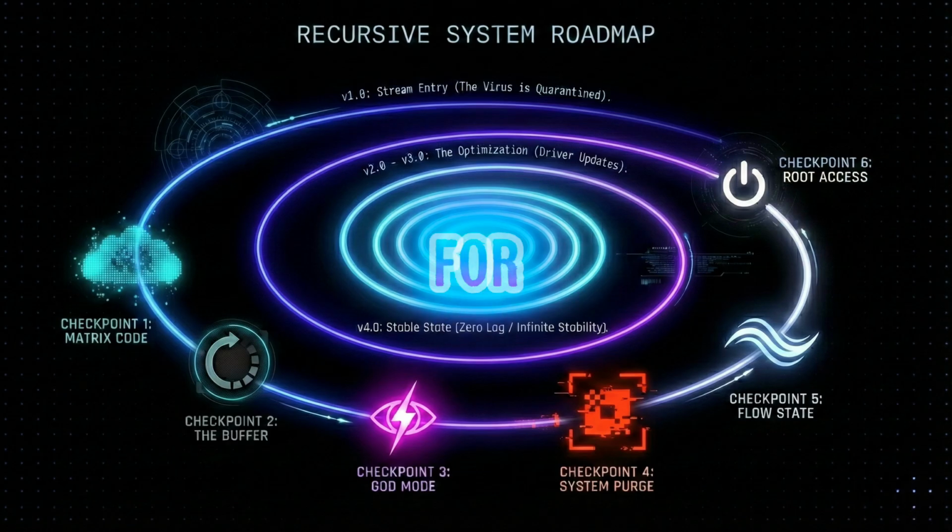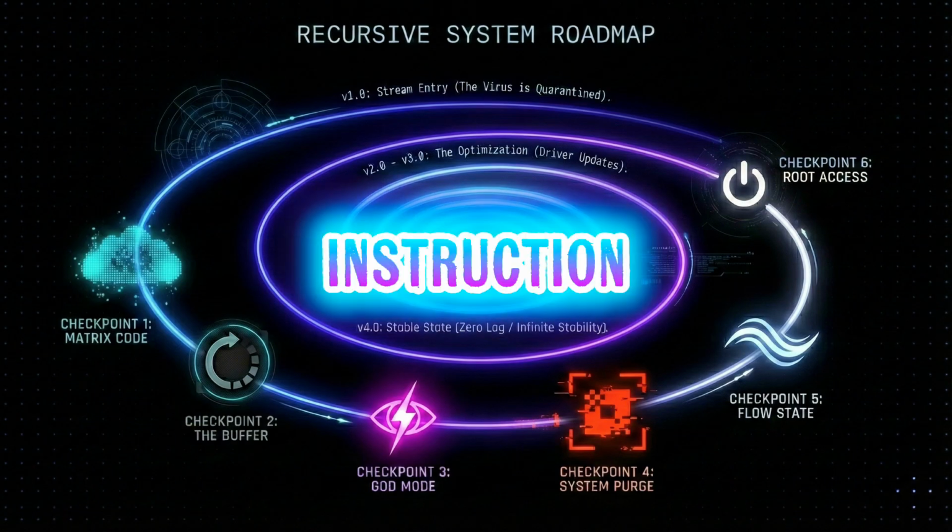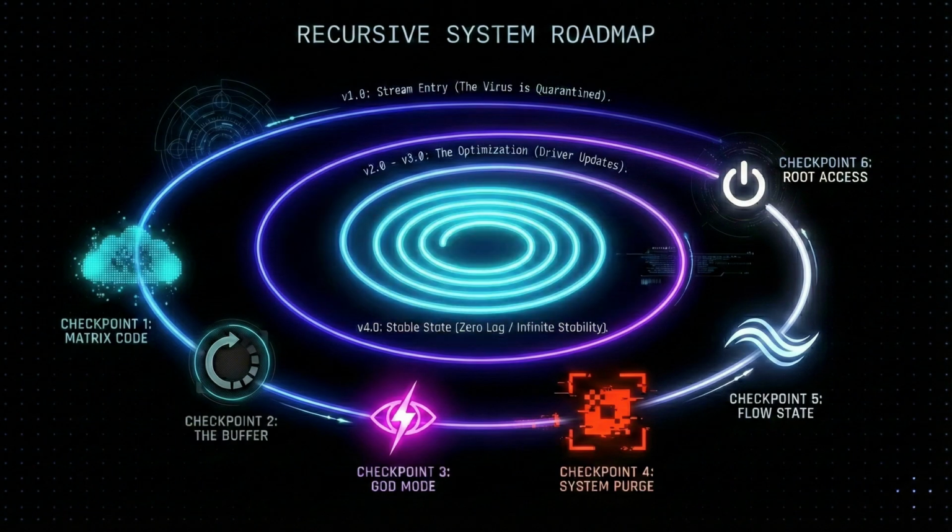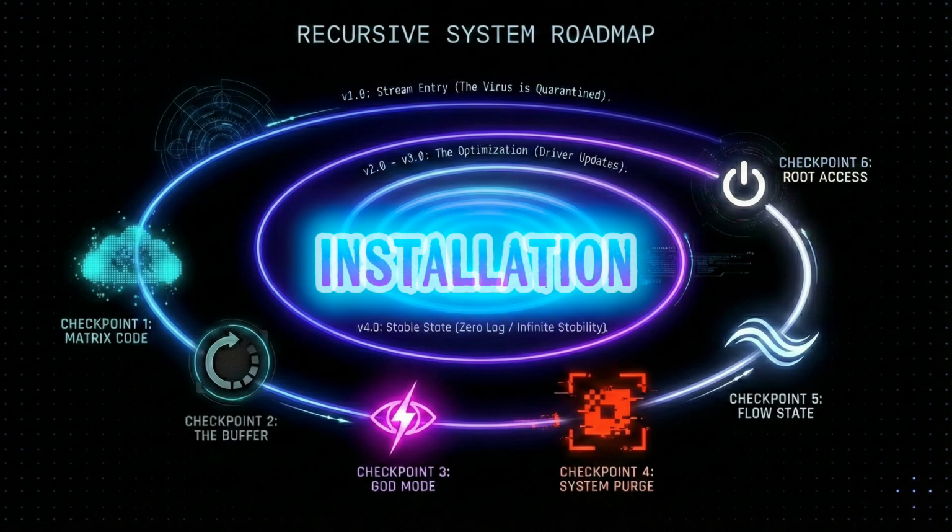Exactly. The map is for orienting yourself before you set out and for checking your position when you feel lost. But once you click run, you have to look at the screen, not the instruction manual. All right, so let's metaphorically put the manual down for a second and look at the screen. Let's start the installation wizard.